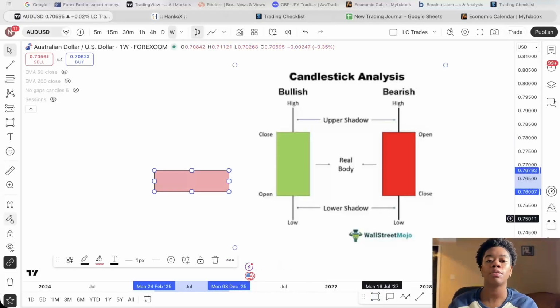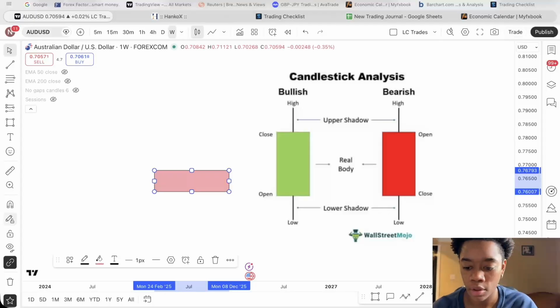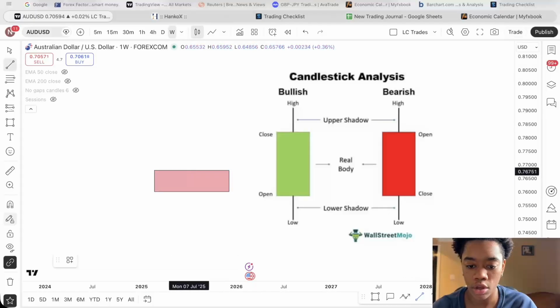And I keep bringing up time frames because they close differently on every time frame. 5 minutes is going to close every 5 minutes, 15 minutes every 15 minutes, 30 minutes every 30 minutes, and it goes on and on as you build up. So this is what price will look like if we had a closure all the way down there.